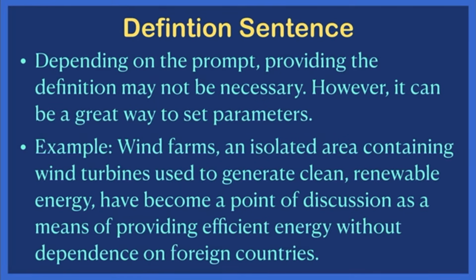In one of my recent videos about how to write an effective claim, I talked about how to set parameters. So parameters are basically stipulations that help you narrow down and specify your argument. One way to do this in your introduction is to actually define your topic. So for instance, in previous years, the College Board has given students prompts about wind farms or eminent domain, and you can actually define those terms in your introduction.